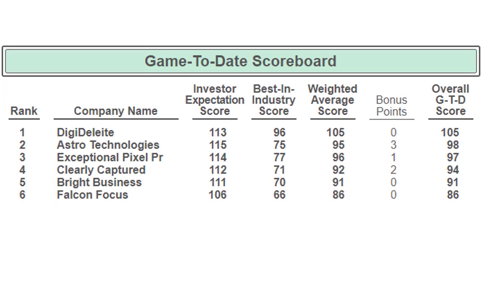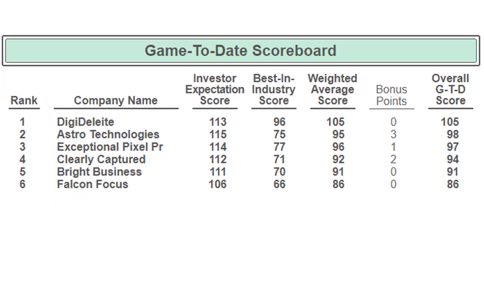Next, we have the game to date scoreboard, very similar to the Year 10 scoreboard. Company D is at 105. Company A is at 98. Company E is at 97. C is 94. B is 91. And Company F is at 86.